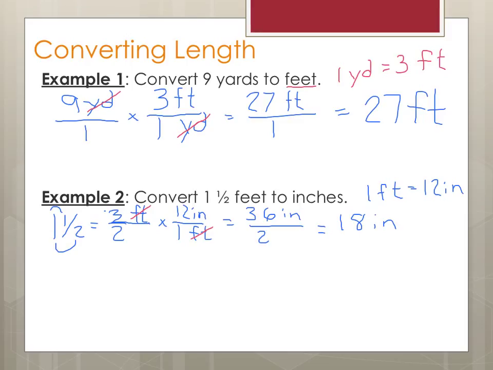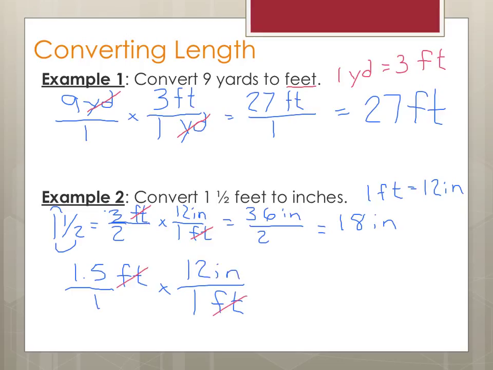Now the second way to do this would be to convert the mixed number to a decimal. 1 and 1/2 is the same as 1.5. If you didn't know what a half was as a decimal, you could always do 1 divided by 2 on your calculator. You would get 0.5, and that's the decimal part, and then you add the wholes, the 1 to it, so we get 1.5 feet over 1 times the conversion factor. 1 foot on the bottom, 12 inches on the top.